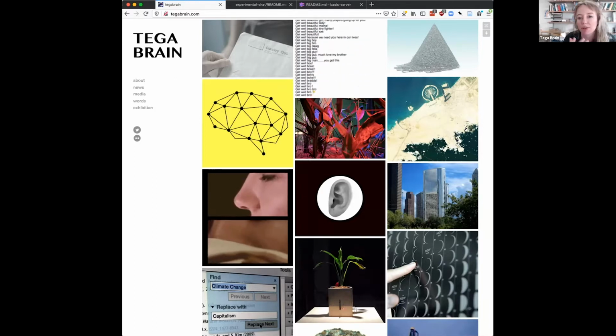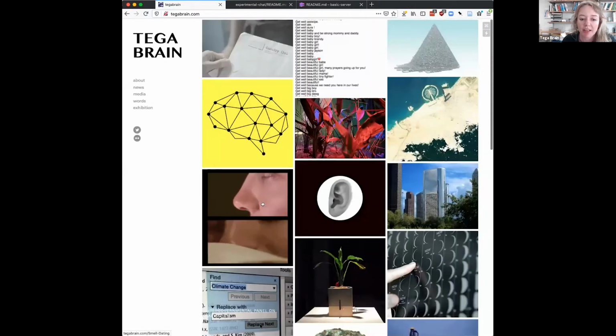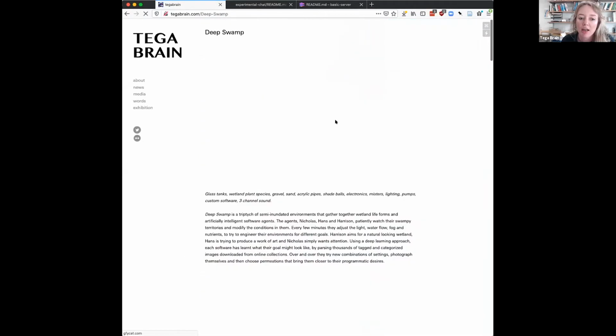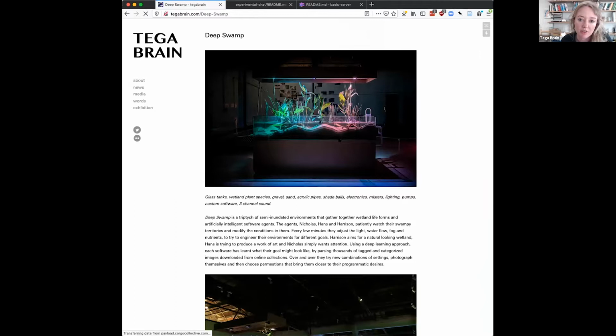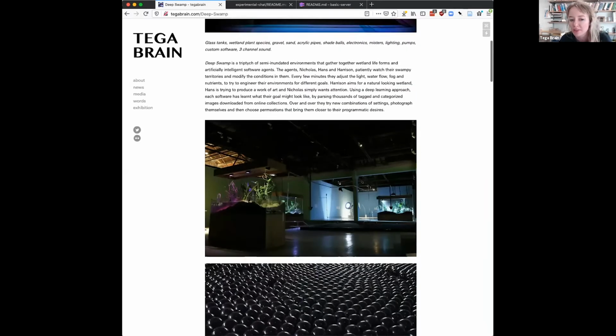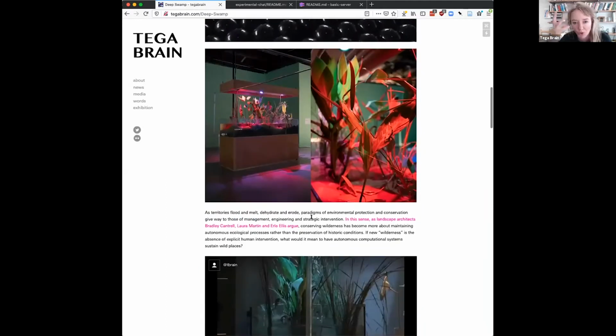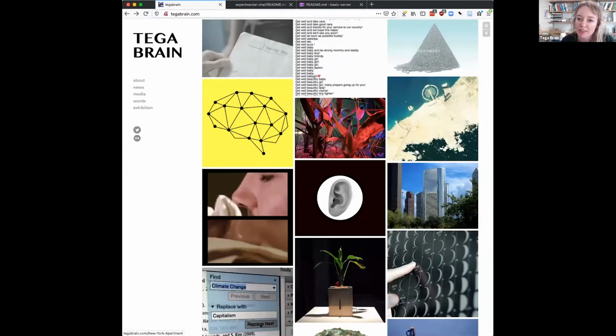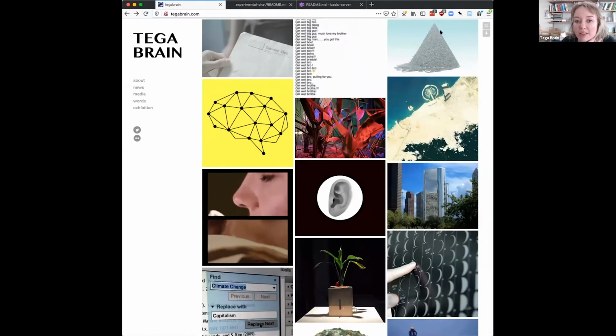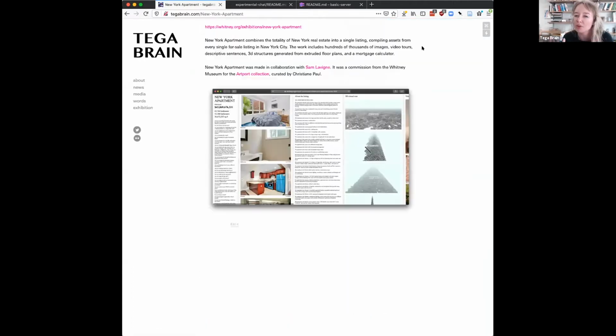And so my work sometimes takes the form of large scale installation work, such as this project, Deep Swamp, which considers the question of what does it mean to outsource decision-making about environments to AI and automated technologies? And so it takes the form of large installations consisting of wetlands and water and computers and so forth. But then there's also a big part of my practice which is an internet art practice. And so I have these two parts to my work and often try and bring them together.